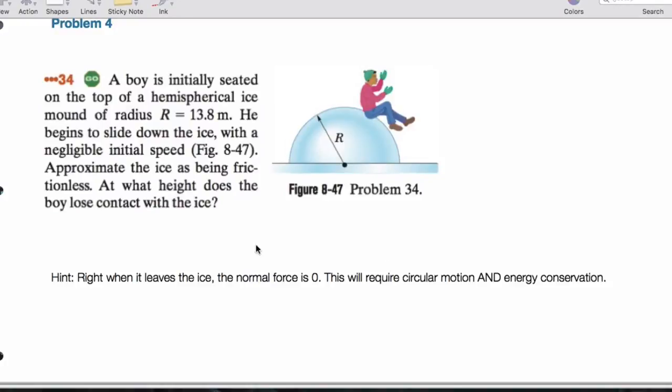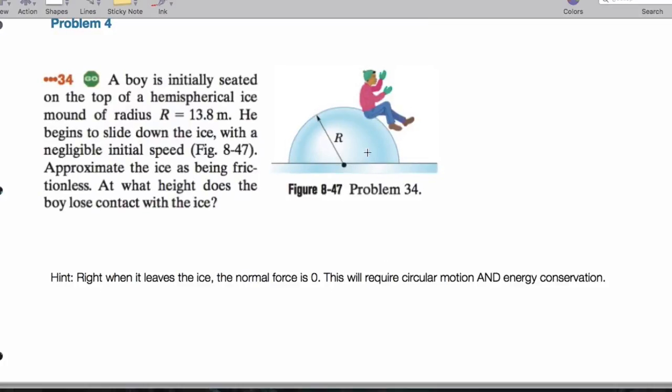All right, this is problem number 4, and I want to make sure that I set up everything correctly. So here's the deal. This is actually kind of a trick question, and it takes a little bit of diligence to get it done. So let me just kind of begin here. So we have an initial height of r, and then we wind up here.